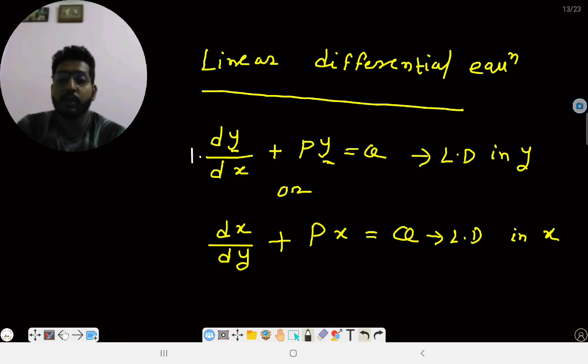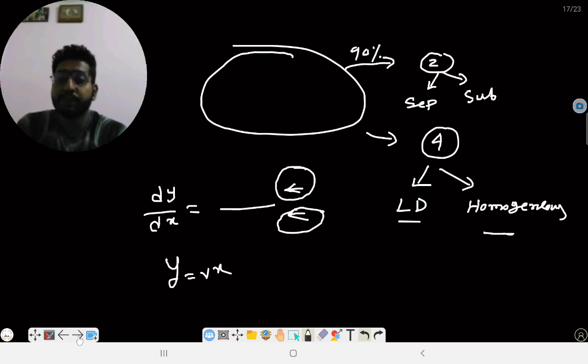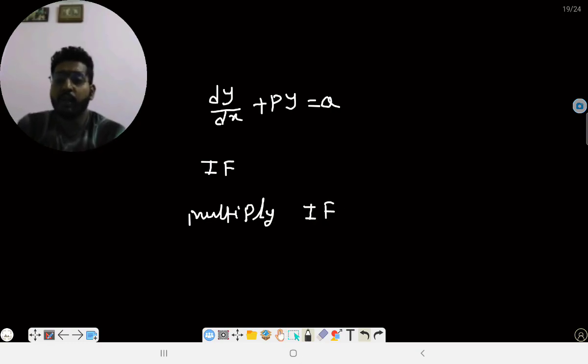If the equation is of the format dy/dx plus py equals q, that means this is a linear differential equation. And in a linear differential equation you have to first find the integrating factor. So what are the steps? First, this will be the linear differential equation, dy/dx plus py equals q, or it can be dx/dy plus px equals q. Second step, you have to find the integrating factor. After that you multiply both sides by the integrating factor, then integrate, and so on, and you'll get the answer.